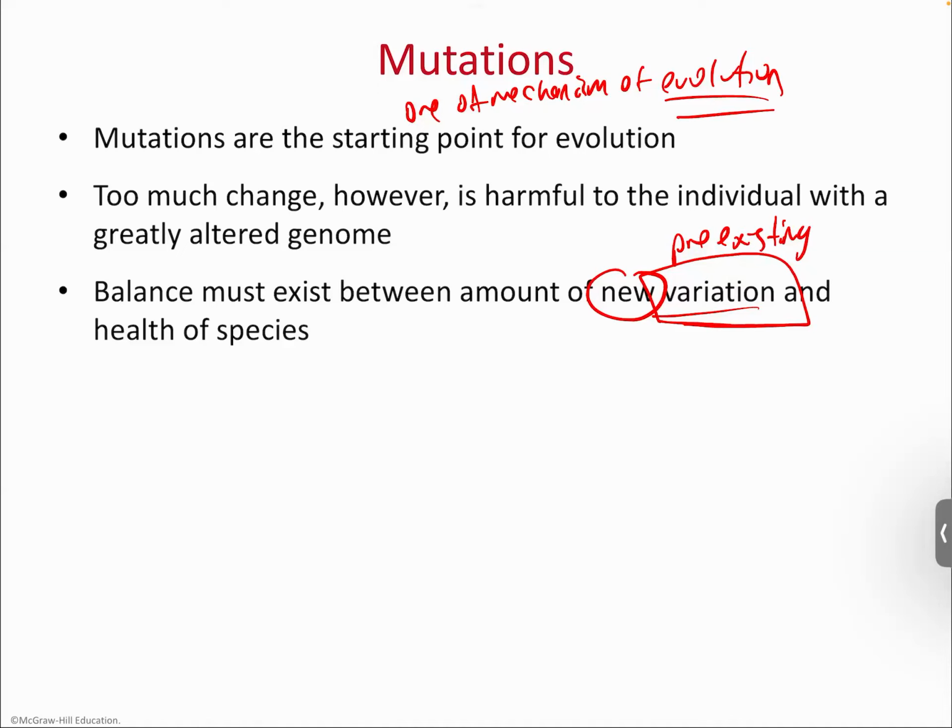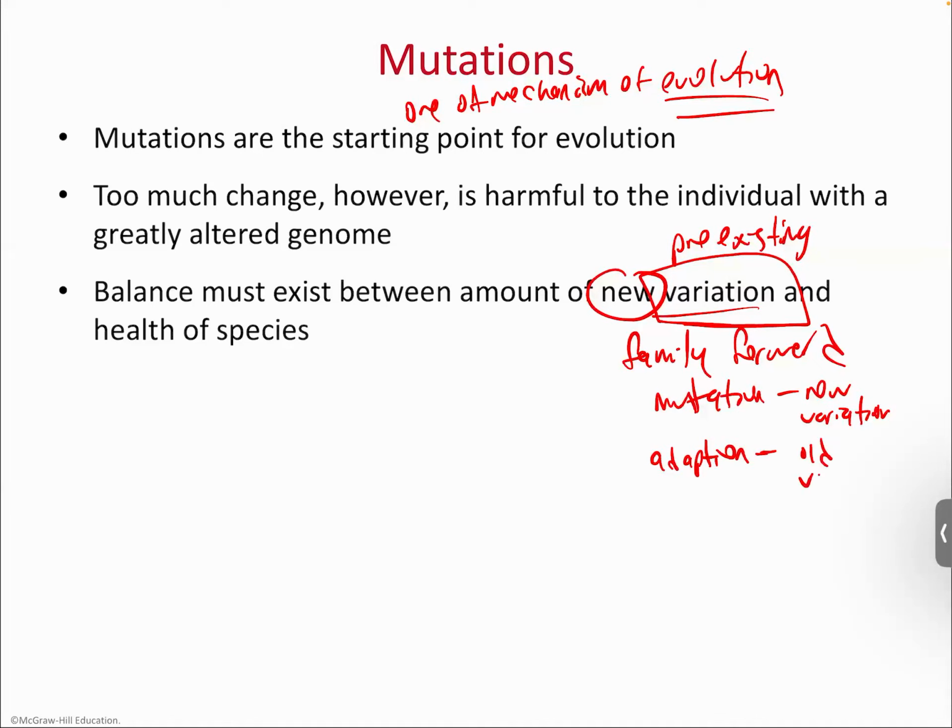But from that point forward, from family forward, you have two mechanisms working. You have mutation, which gives you new variation, and you have adaptation, which is old variation. And in reality, evolutionary biologists are so obsessed with mutation, and I believe they should try to broaden themselves and expand a little bit.